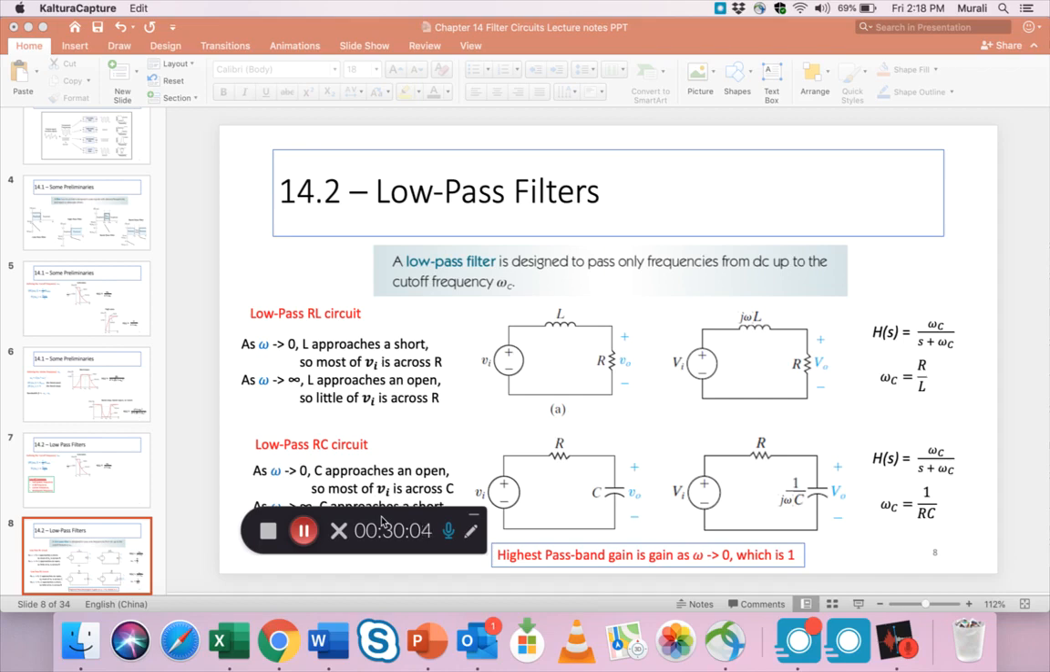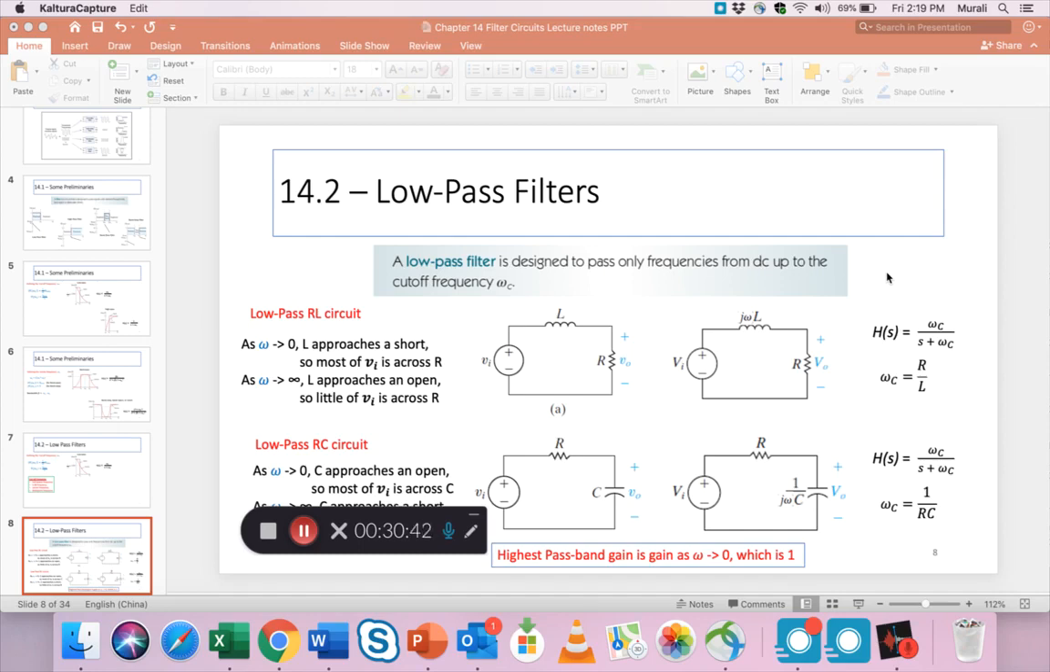So why does an RL circuit behave this way? We won't look into this much detail in every case, but let's look at a low-pass RL circuit to see why this circuit passes lower frequencies but does not pass high frequencies. So what's the logic? I've written it back there. Oh, by the way, what is a low-pass filter? Just to define it formally, a low-pass filter is designed to pass only frequencies from DC, which is zero frequency, up to the cutoff frequency of omega C. Okay, so that's the real definition.